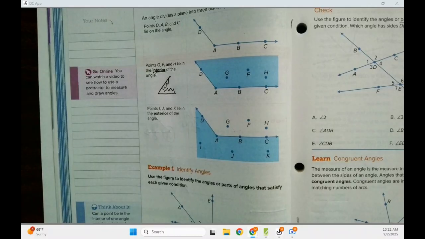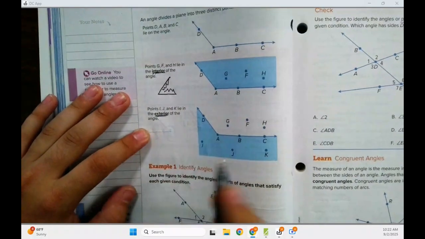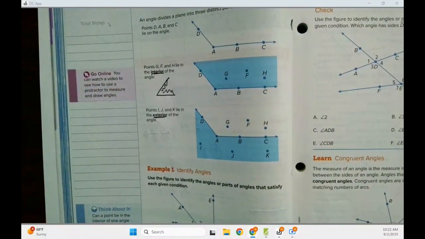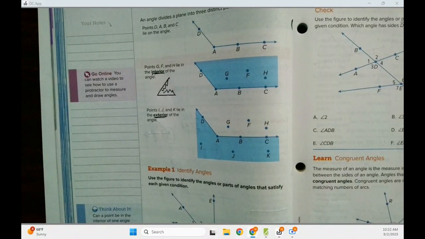And then the last of the three distinct places, well, the stuff outside, right? The exterior. All of the points and things that are on the other side of this angle that we make. So maybe points I, J, and K. Any point that Pac-Man cannot eat. Okay?